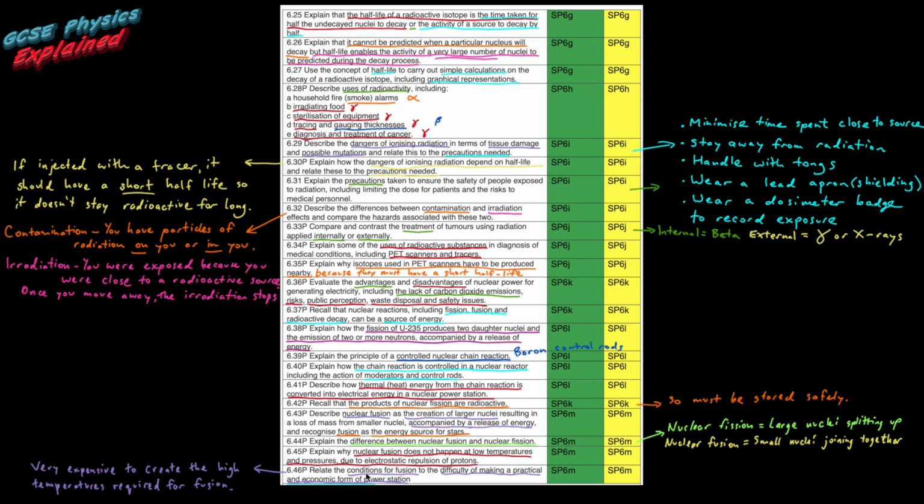You've got to be able to relate the conditions for fusion to the difficulty of making a practical and economic form of a power station. In other words, a nuclear fusion power station is very expensive because you've got to create the high temperatures required for fusion. So that takes a lot of money to create that very high temperature.